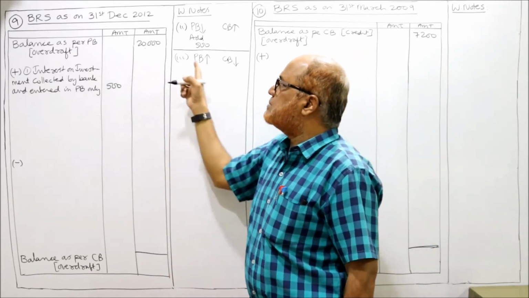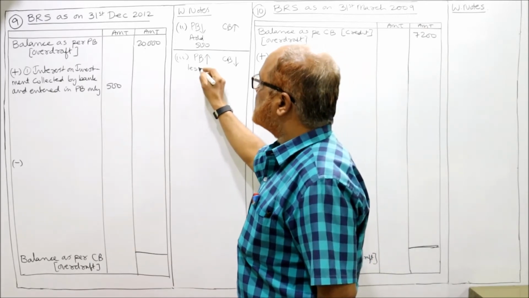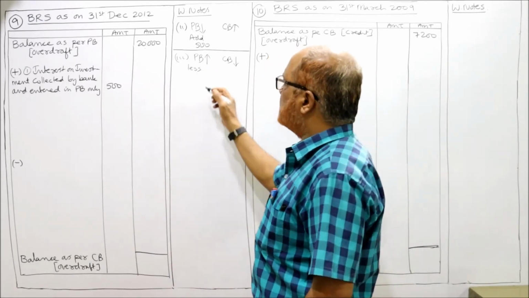Our starting point is passbook. It is showing more balance. So what we have to do is less. How much less? 300.